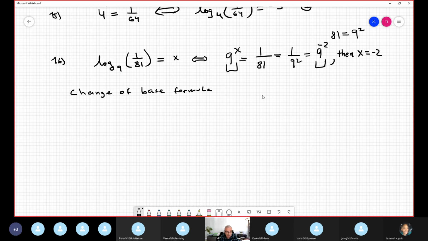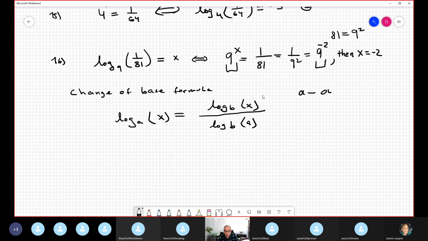The change of base formula says the logarithm of any base of one expression, I call x, I copy the formula, is equal to the logarithm of another base of the same expression divided by the logarithm of the same base of a, which is the original base. So we have two bases. A is the old base, or the original, or the given, and B is a new base.